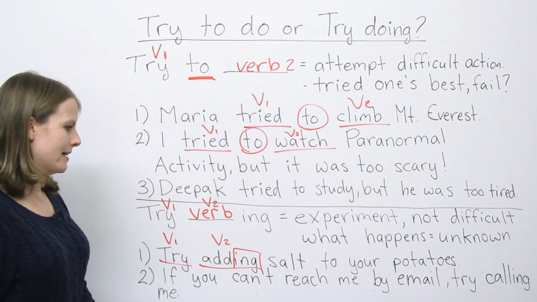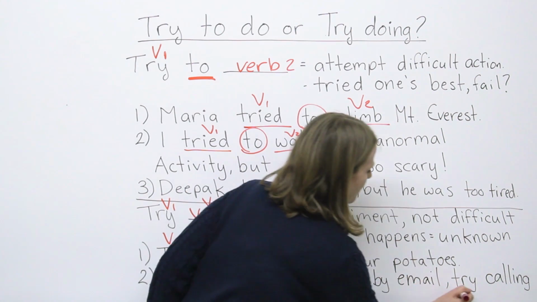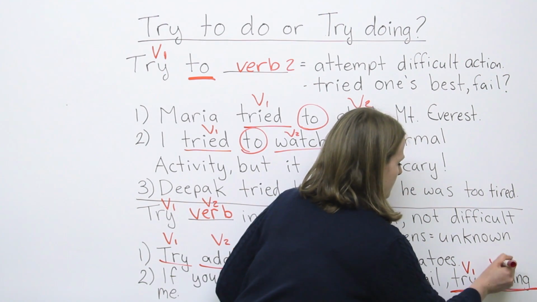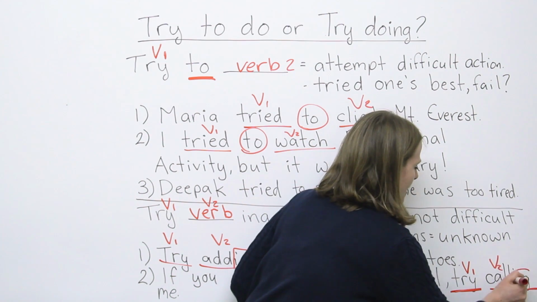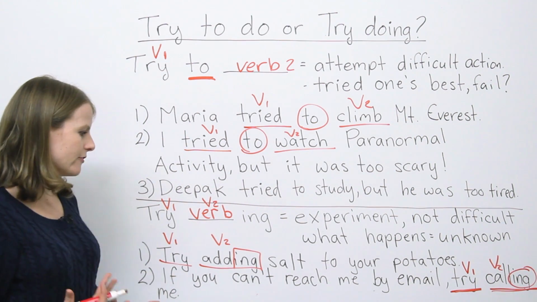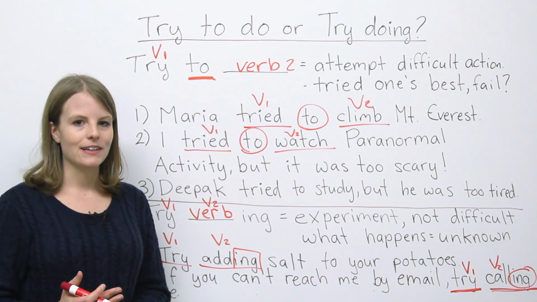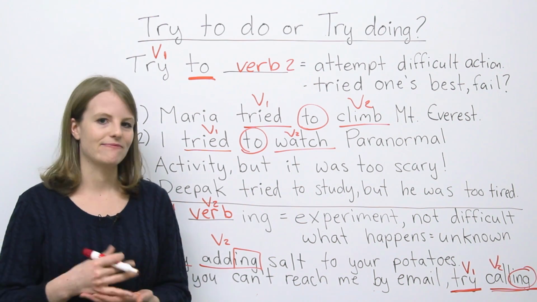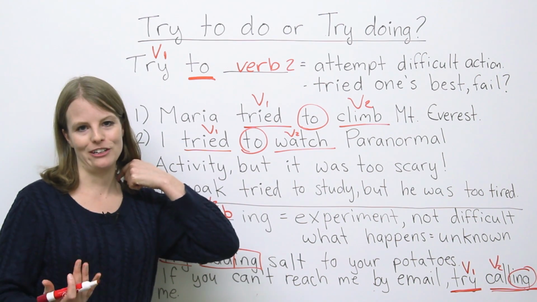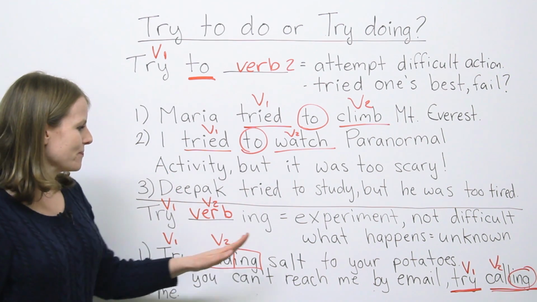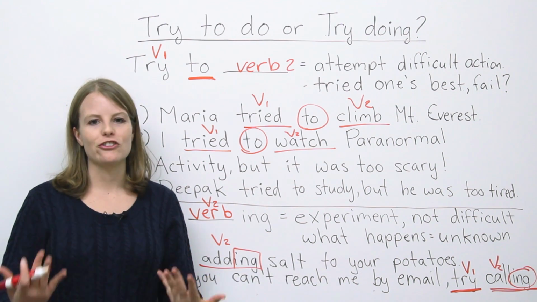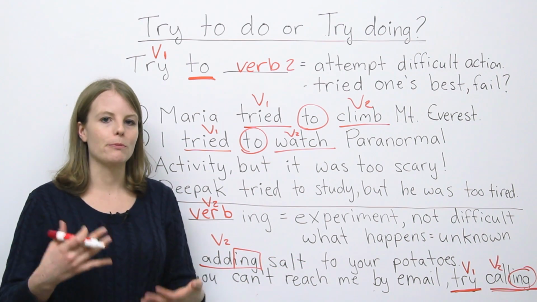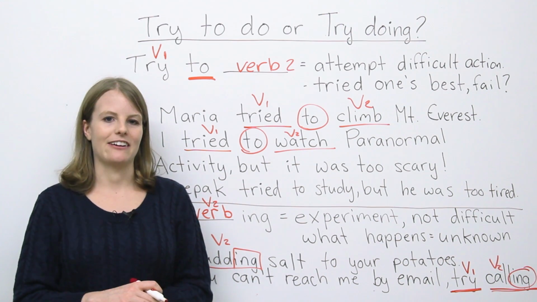If you can't reach me by email, try calling me. So again, in this section, we have our first verb, try. Verb 2, call. And ing. Okay, so if you can't reach me by email, try calling me. So again, this isn't difficult to do. Picking up a phone and calling, it's not difficult. It's not like climbing Mount Everest or watching Paranormal Activity. But the thing is, you're not exactly sure of what will happen. You can assume the person you're trying to call will probably pick up, but it's not 100% guaranteed.